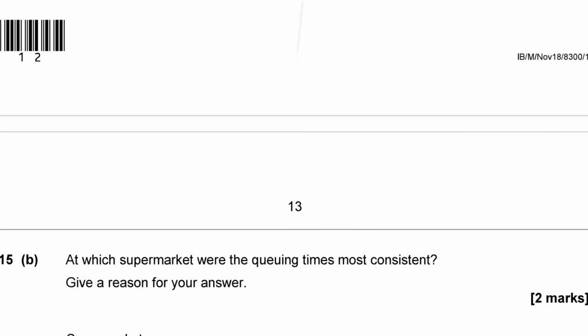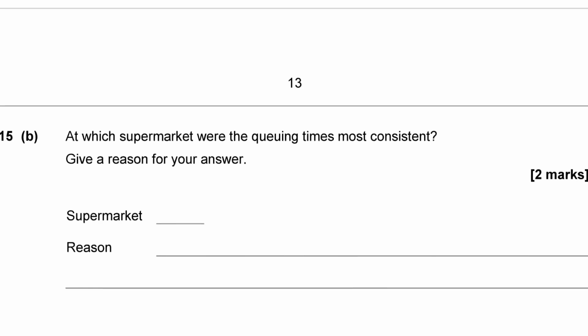So which supermarket were the queuing times the most consistent? It was at supermarket B, and my reason was the interquartile range was smallest, and it was 2, wasn't it? Okay.